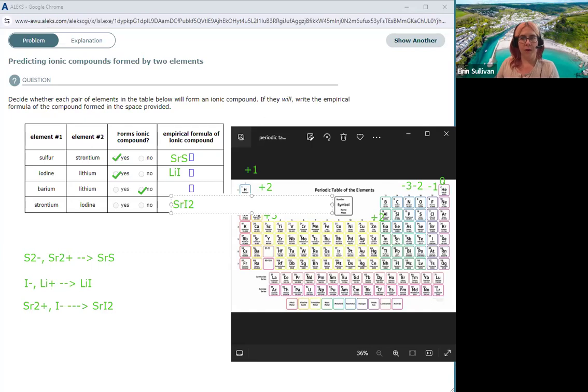All right, the more you practice, the better with those. You just need to make sure that your empirical formula will give you an ionic compound that has no overall charge. The sums of the charges should add to 0.